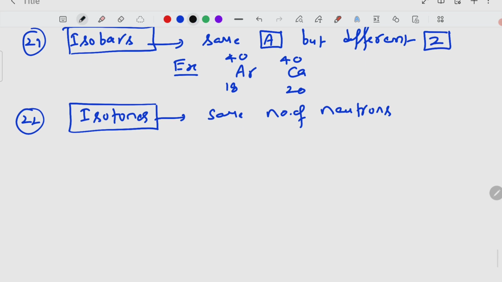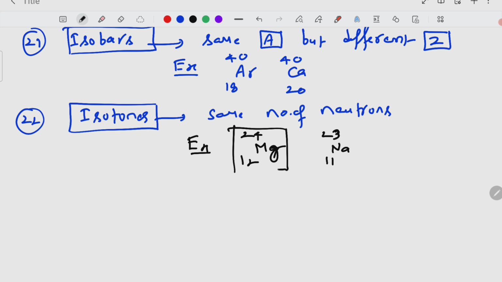How do we calculate neutrons? For example, see here. Magnesium: atomic mass 24, atomic number 12. Similarly, sodium: atomic mass 23, atomic number 11. Atomic masses are provided in the exam, no need to remember.